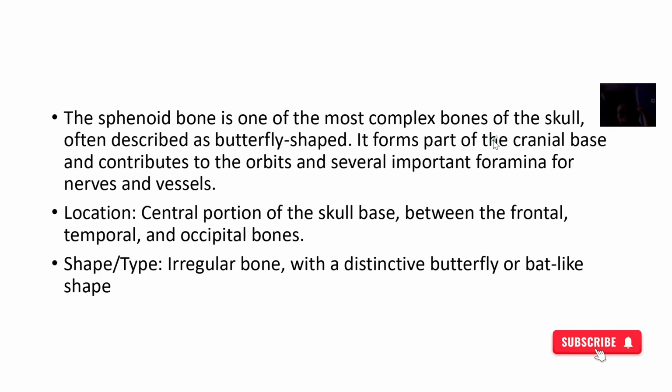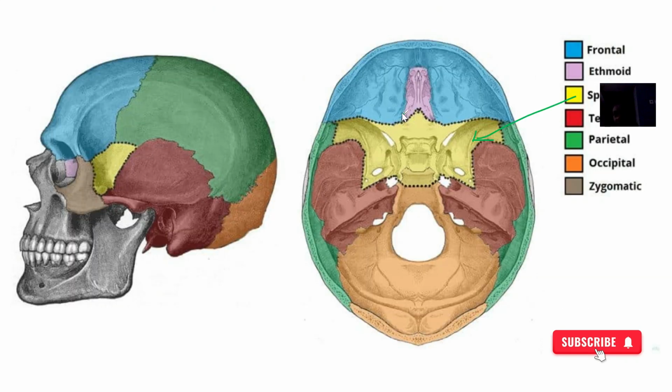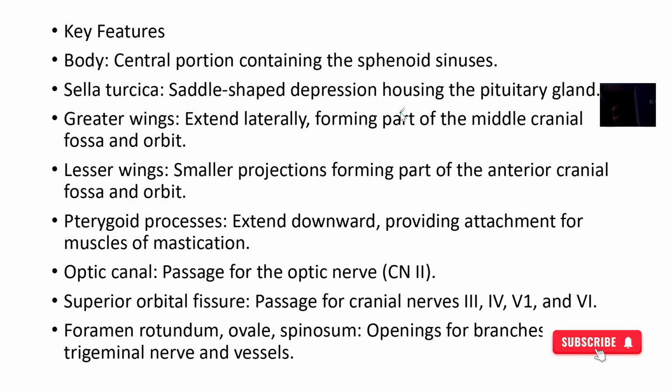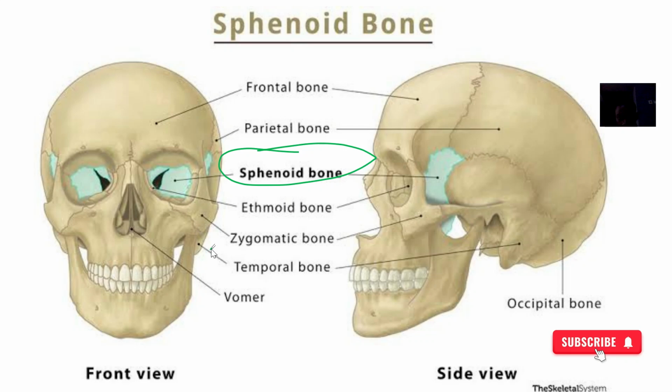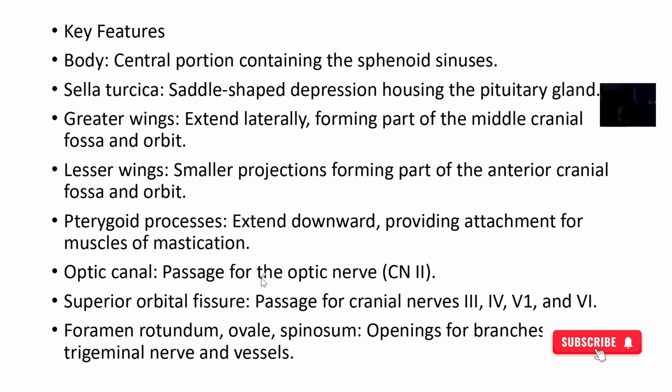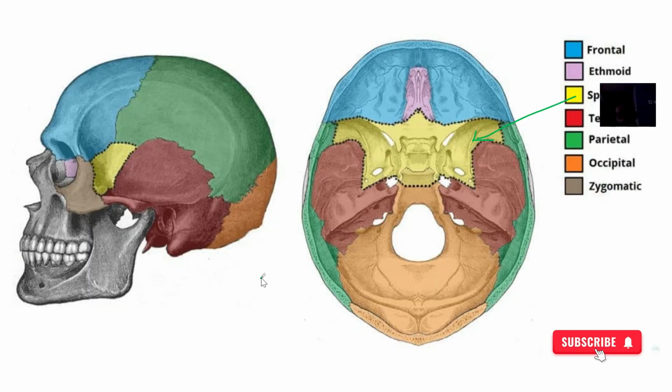bone. So it's actually one of the most complex bones of the skull, and it's often described as having a butterfly shape. Okay, this underneath picture will actually be a better view of that. So it forms part of the cranial base, and it contributes to the orbit and several important foramina for nerves and vessels. So it's located on the central portion of the skull base between the frontal and the temporal and the occipital bones. Shape is irregular, okay, but it actually looks like a bat or a butterfly.